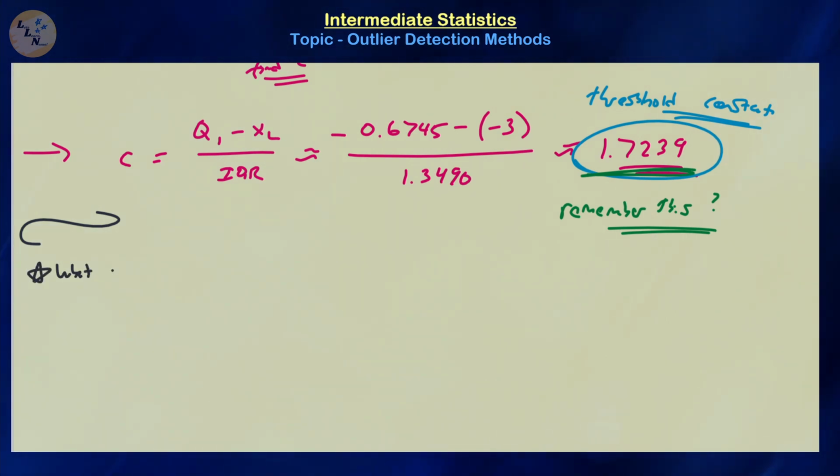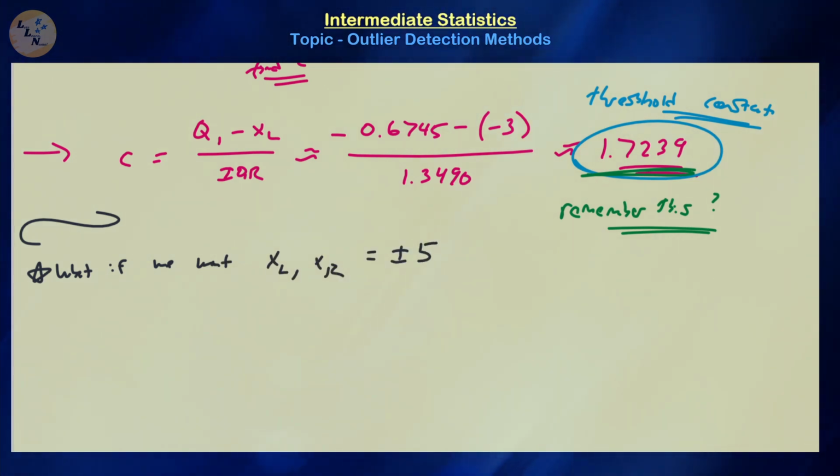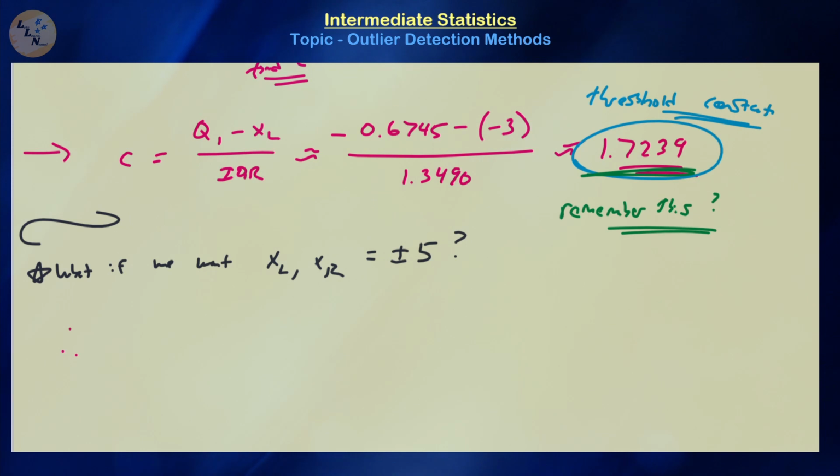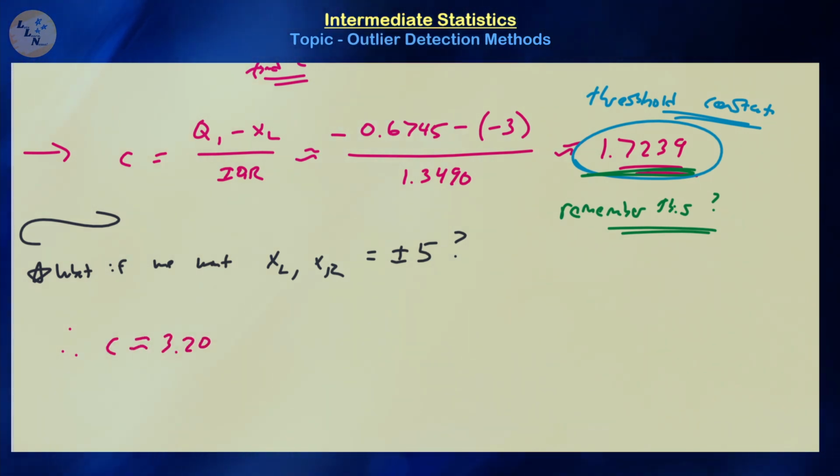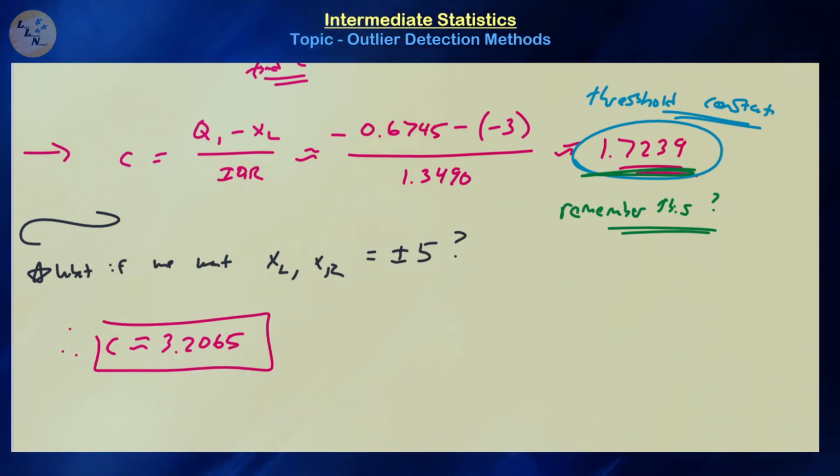So what if we want our XL and XR value to be equal to, say, plus or minus 5? If that is our plus or minus 5, you should be able to follow the same exact procedures and see that C is approximately equal to 3.2065, using the same exact thing as we discussed before.